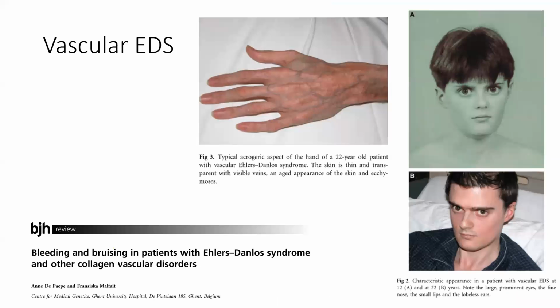Another one on this is a case presentation of a man in his 20s. So the pictures there are of the same patient when he was 12 years old and when he was 22. And you will note that he has a bit of a specific facies. He has a pointy nose and very prominent eyes with lobeless ears. And then the hand in the picture looks like that of an old lady, but it's actually the patient's hand. And it looks like that because he has this very thin, atrophic, almost transparent skin with visible veins and some ecchymoses.